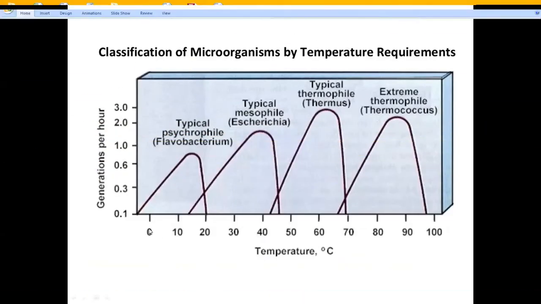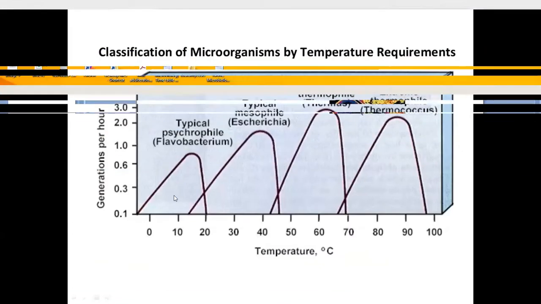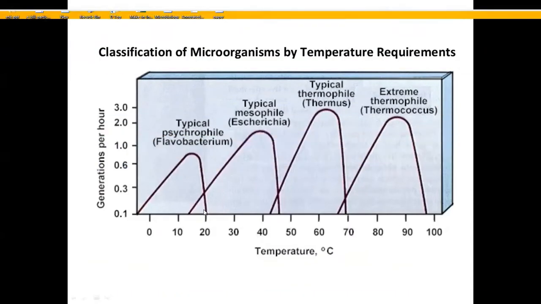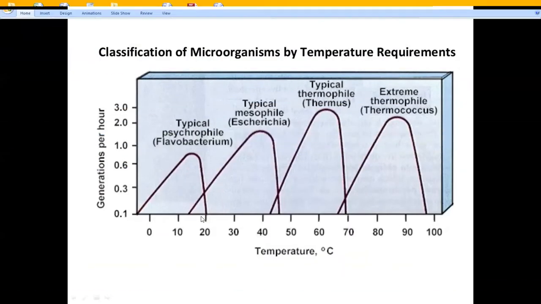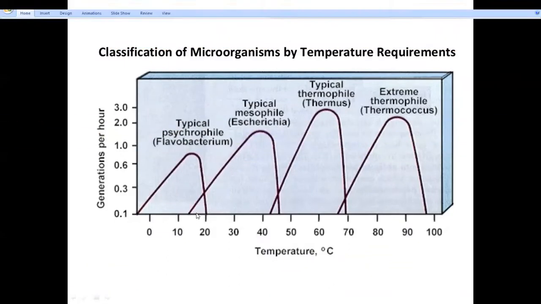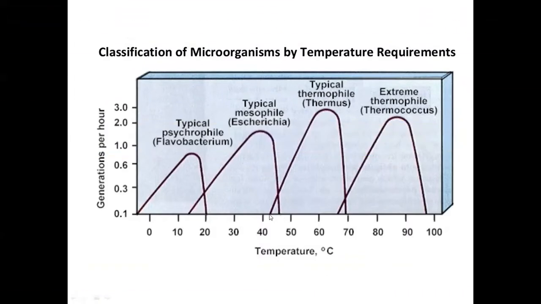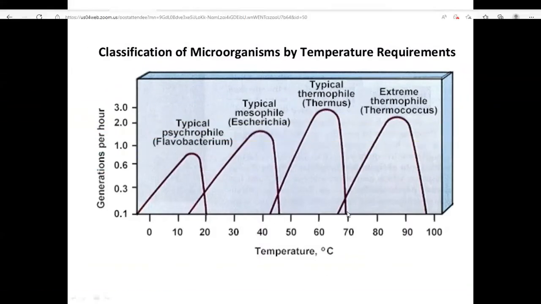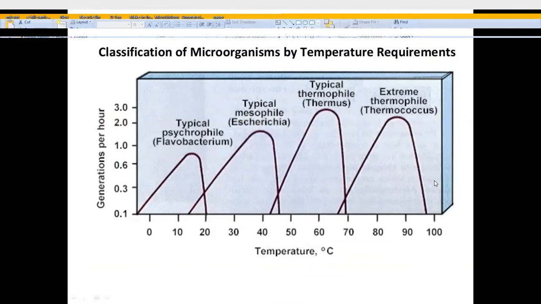This is the graph. As the temperature is increasing, you can see the growth. Psychrophiles are growing from 0 to 20 degrees. Mesophiles, here 15 to 45 degrees centigrade. Thermophiles 40 to 45 up to 70 degrees, and so on.